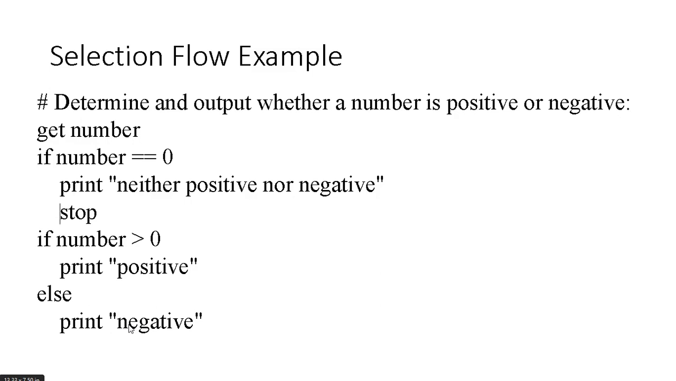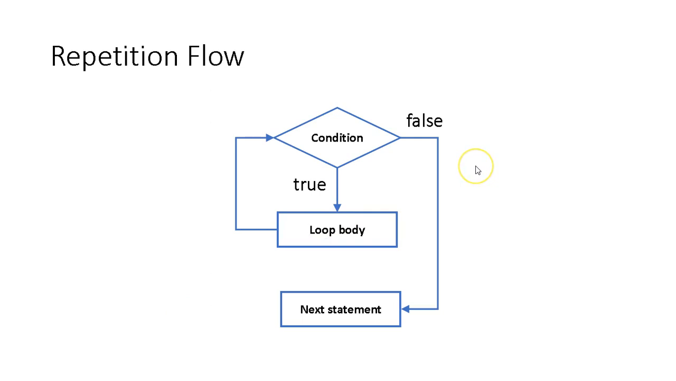Repetition flow again begins with a condition. Normally there's a variant of it where the condition can be at the end of the loop body. We're only looking at the primary while loop form here. So if the condition is true, a loop body, a block of statements, will be executed. Otherwise, that body will be skipped and the next statement in the algorithm will occur.